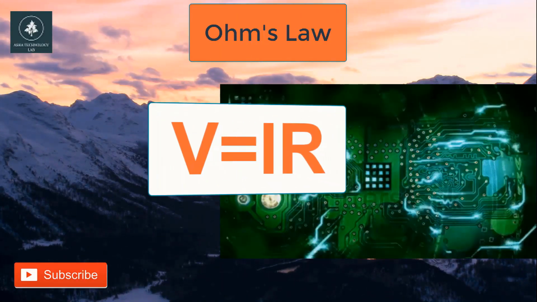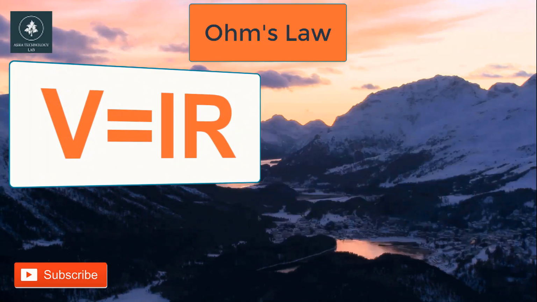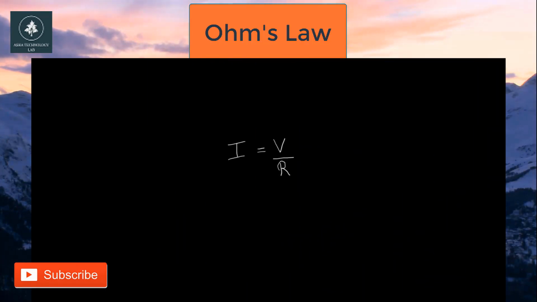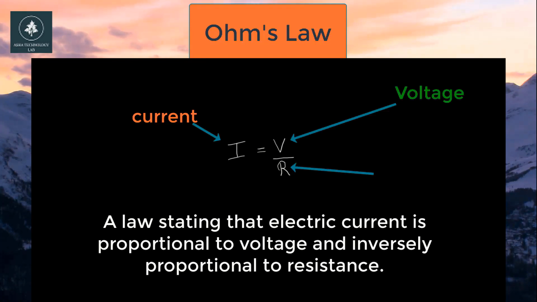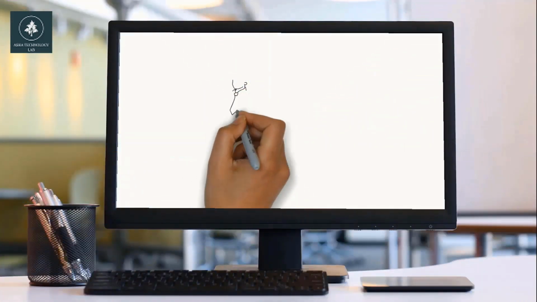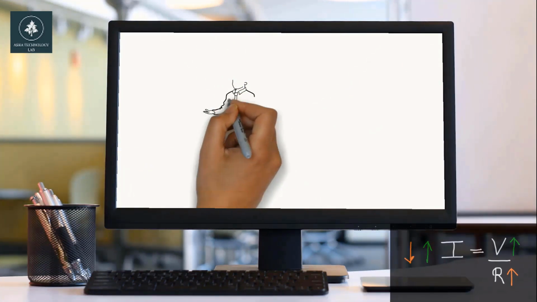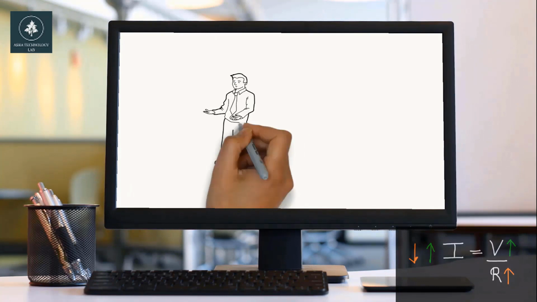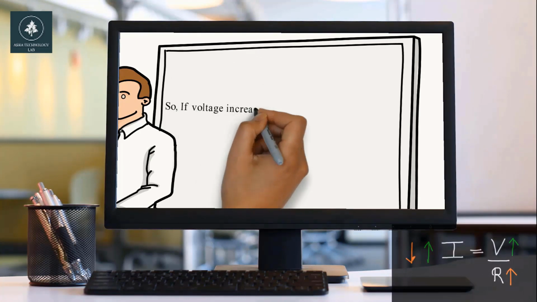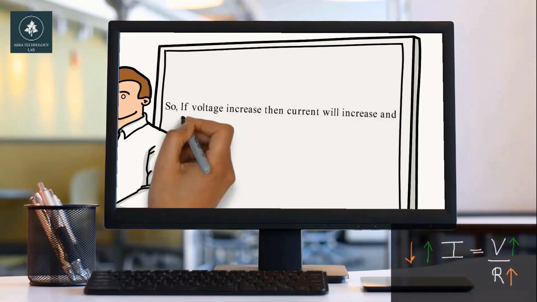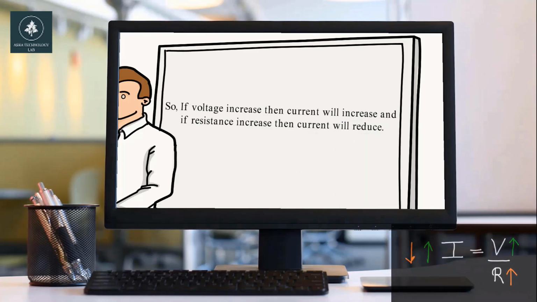Now, let's come back again to the concept V equals IR. Ohm's law. A law stating that electric current is proportional to voltage and inversely proportional to resistance. So we can say this: if voltage increases, then current will increase, and if resistance increases, then current will reduce.